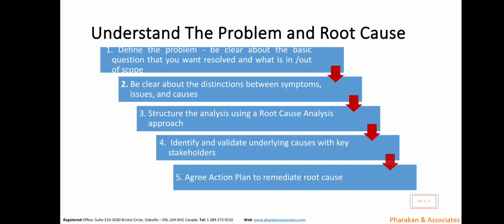Now, at that point, that is not the end of the journey or the exercise. Conducting a root cause analysis only gives us a clue as to what the problem is. Now we need to generate the solution. We need to validate, first of all, that these are the real causes with the key stakeholders, and then finally come up with a plan.